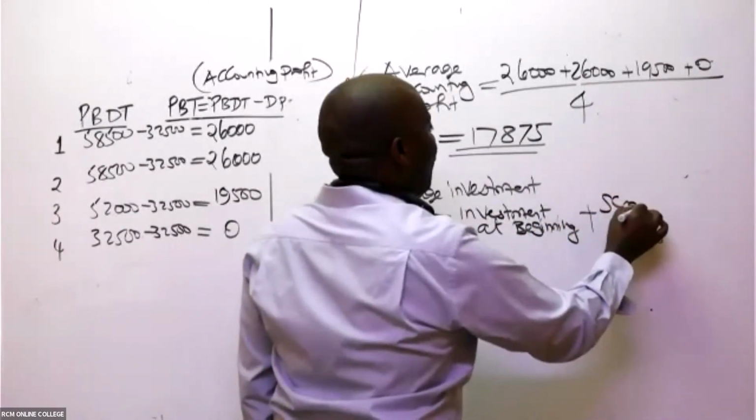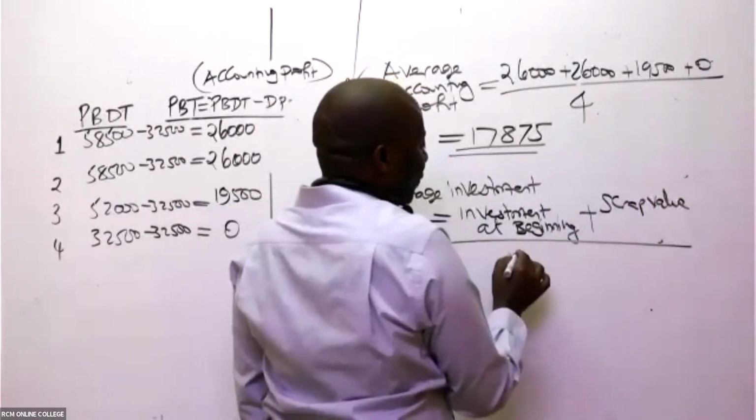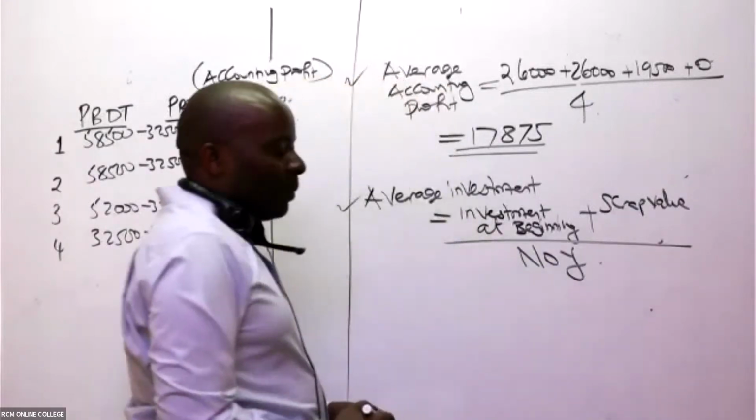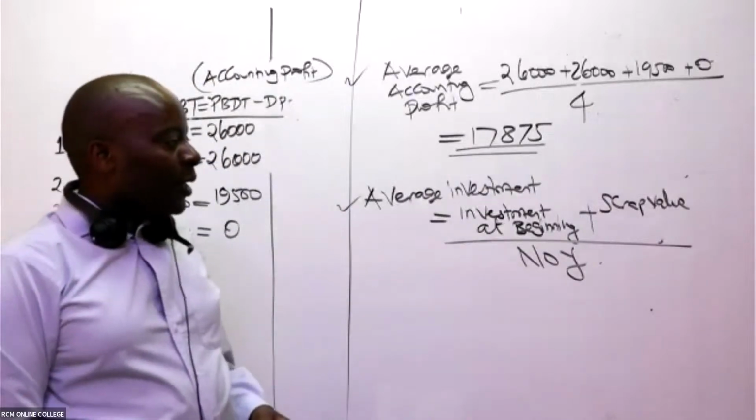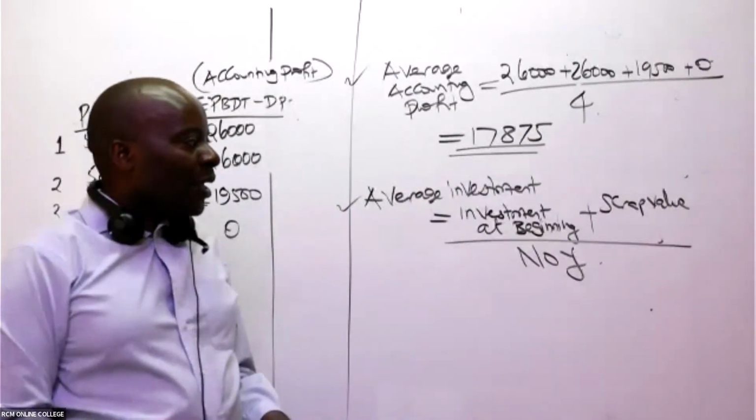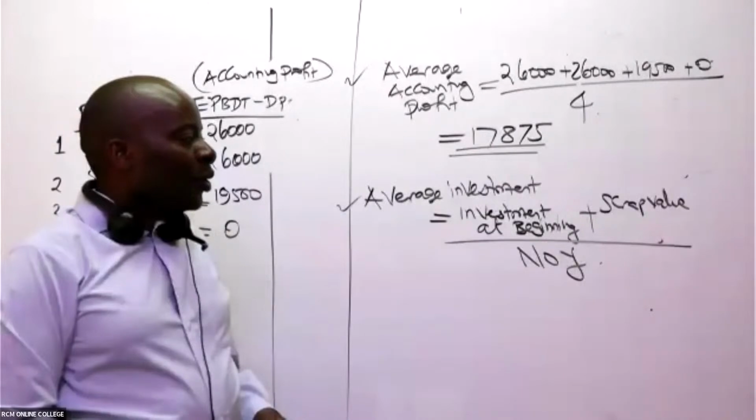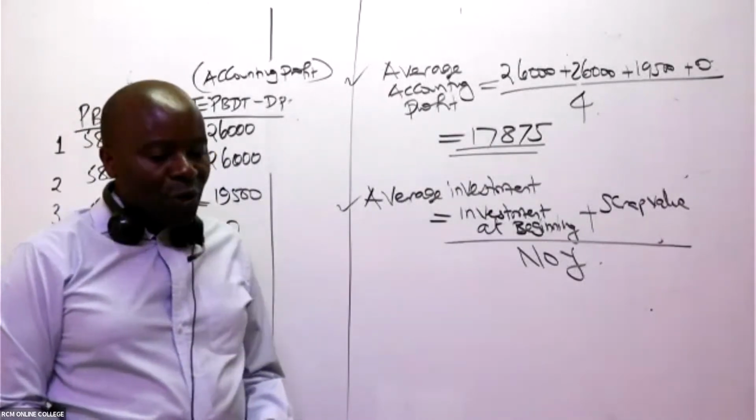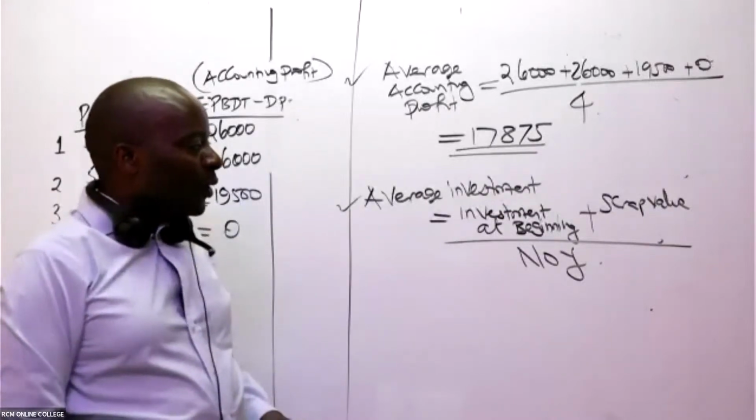Plus the scrap value. And then we'll divide this by number of years. So you take the investment at the beginning plus our scrap value, and you divide this by the number of years.